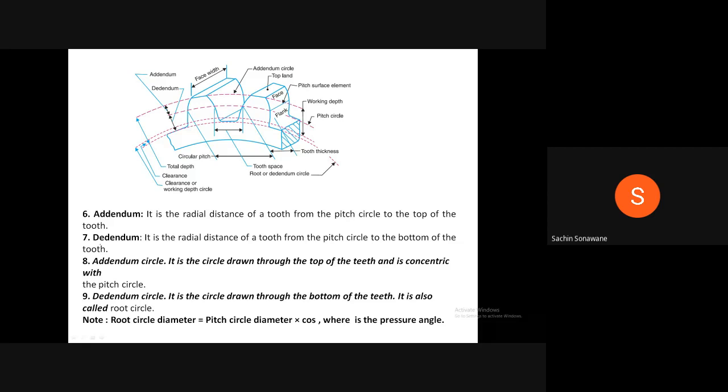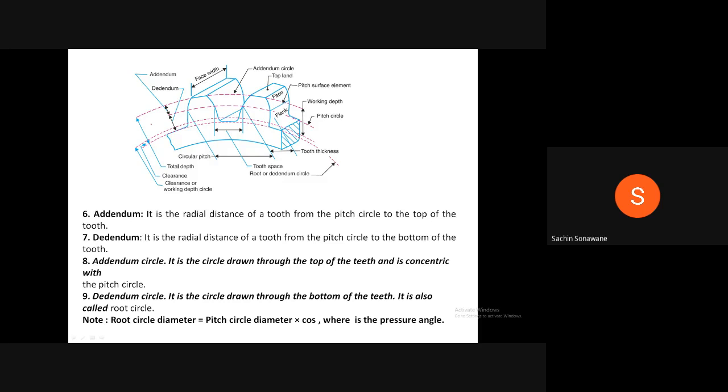Similarly, dedendum is the radial distance of a tooth from the pitch circle to the bottom of the tooth. See that the bottom of the tooth means the dedendum circle or root circle. Therefore, the radial distance from the pitch circle to the bottom of the tooth is known as dedendum.